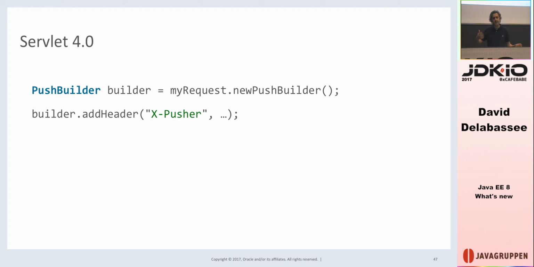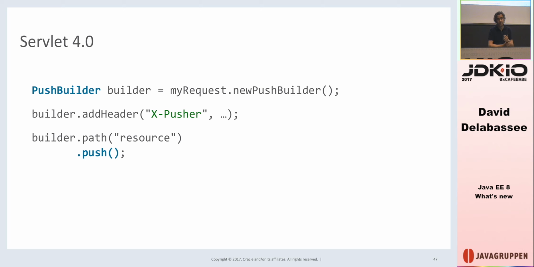Then, sorry, we have the ability to set the header of the response that will be used to push the resources. Then we need to specify the path on the server of the resources that we're about to push. And then, using the builder, we will invoke the push method. It basically just tells my servlet container that I want that specific resource to be proactively pushed to the client.